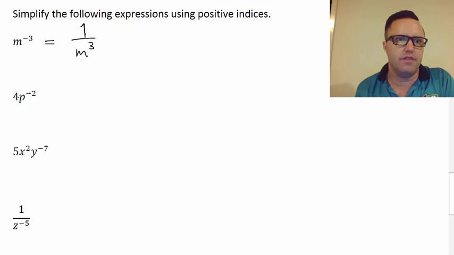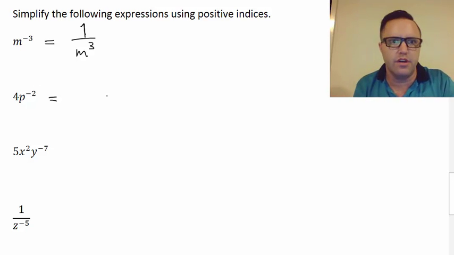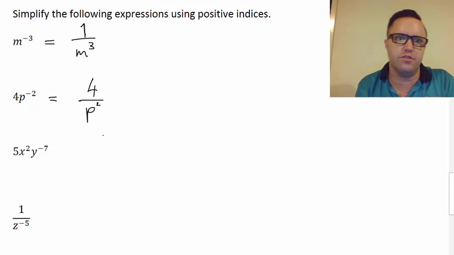This is 4p to the power of negative 2. Now this is an interesting one. Remember, we deal with our indices first. So we know it's only the p that gets that negative 2 index applied to. So we're going to have 4 over p to the power of 2.